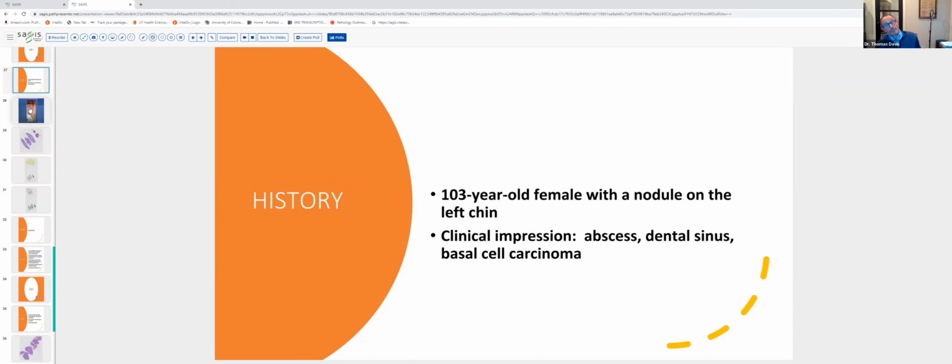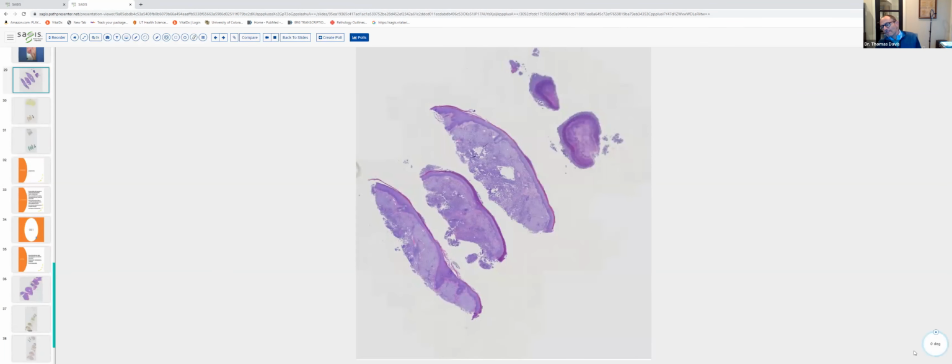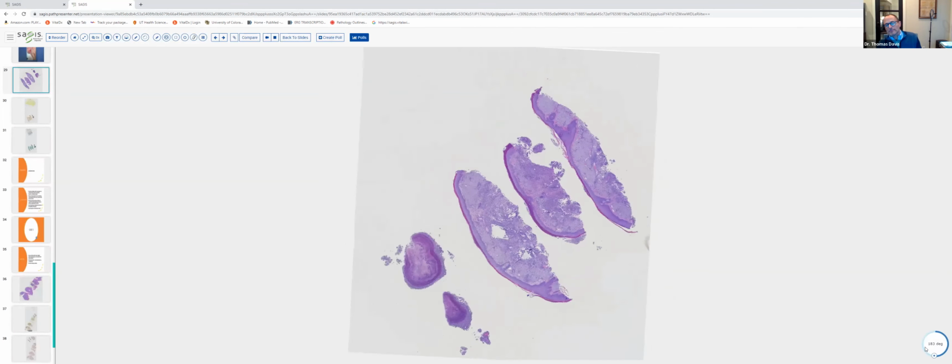Case number 4 was a 103-year-old woman, bless her soul, with a nodule on the left chin. The clinical impression was that of a dental sinus or abscess or basal cell carcinoma. And in this clinical image, you can see that there's an ulcerated draining nodule on the chin, some purulent scale crust on the surface. The shave biopsy, let me go ahead and tilt the slide here, was trisected.